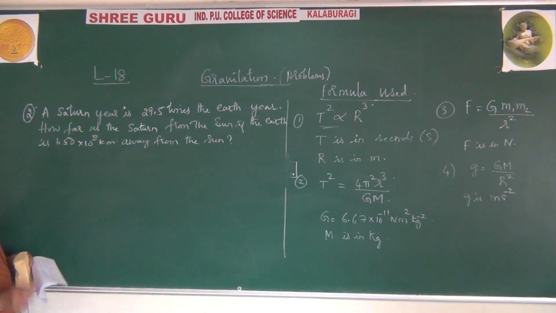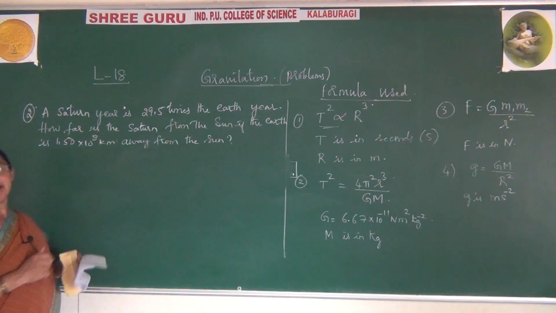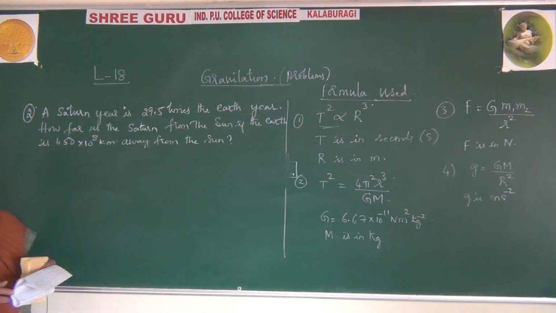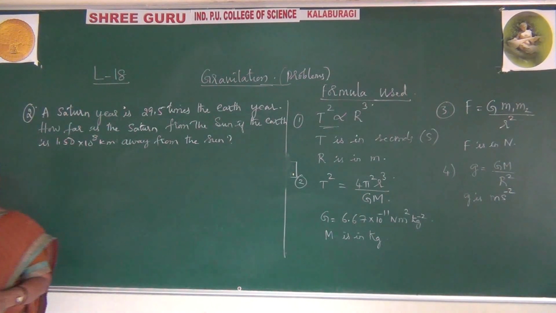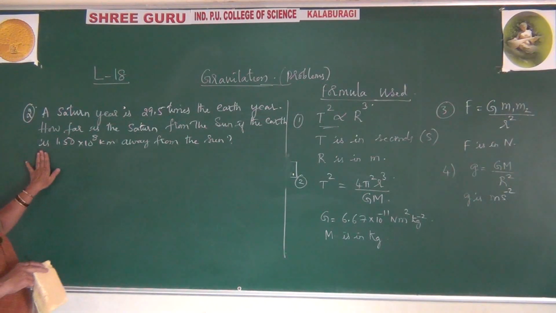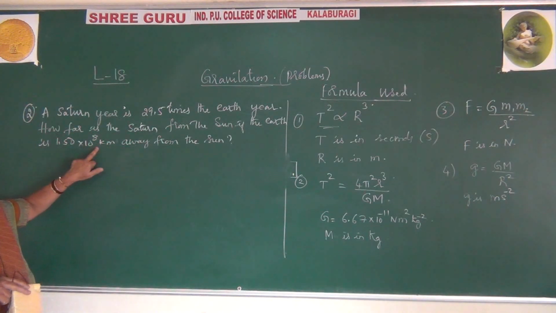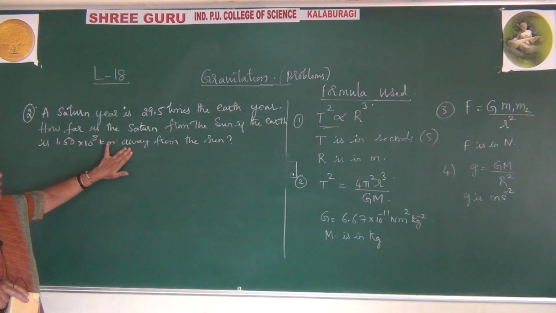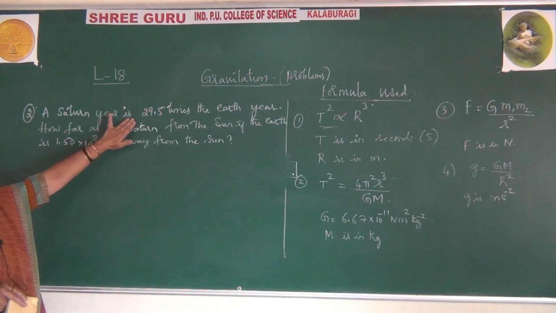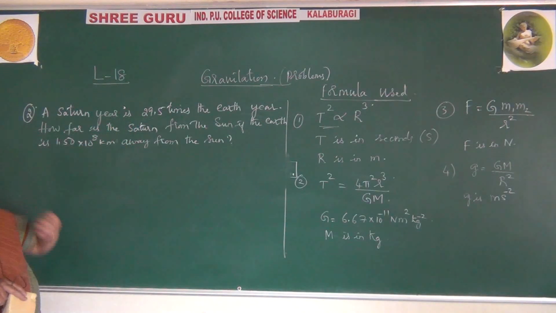Here also they have given Saturn and Earth year. They have given in years. So you need not convert for this. Both are in years. And they are asking to calculate the distance of Saturn from the sun, if the Earth's distance is given. You have to calculate the distance from the Saturn to the sun. Okay, so that is what you have to calculate here.